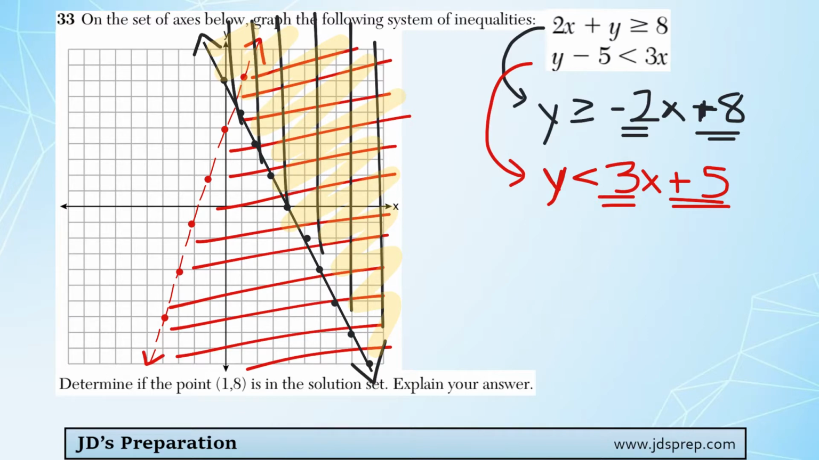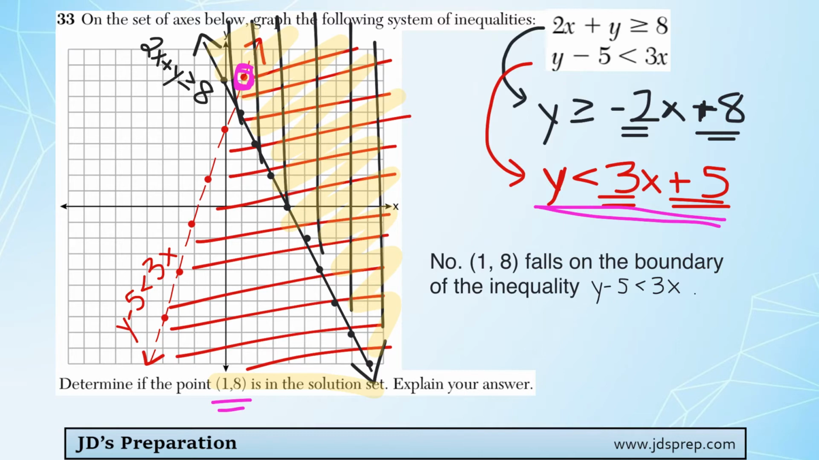We're being asked to determine if the point 1, 8 is in the solution set. So let's take a look at where that point is. 1, 8 is going to be right up here. You can see I'm highlighting it in pink. Okay, so that almost fits inside the solution set. Now the reason it doesn't is because of our inequality here that y had to be less than 3x plus 5. And that's why we drew that dotted line, because if you have anything that's on that line, which is the case here, it doesn't actually satisfy that inequality.